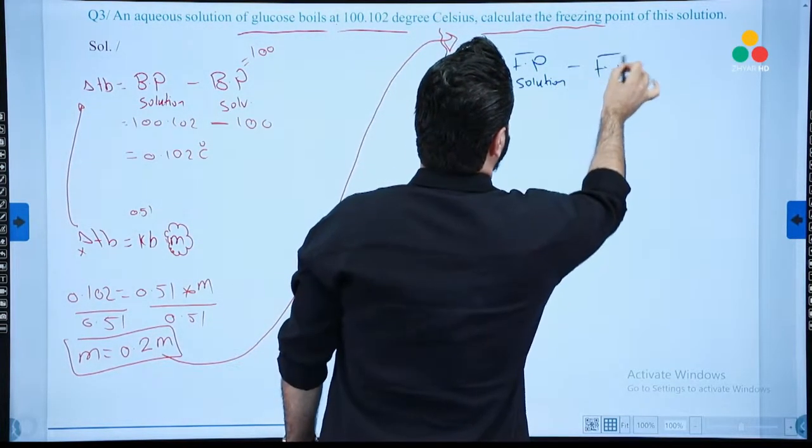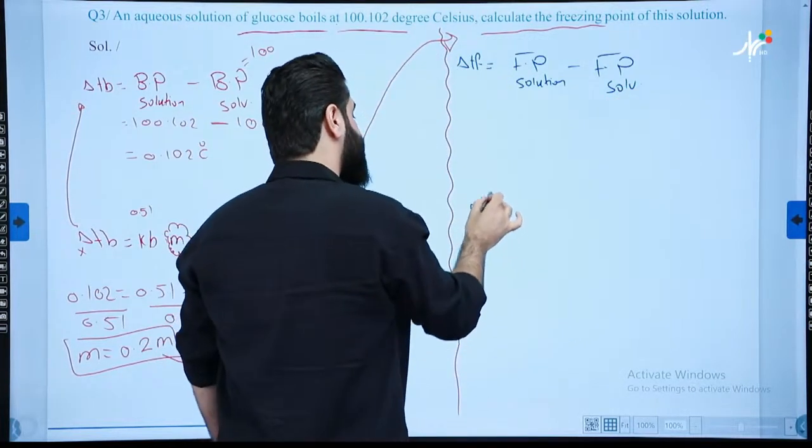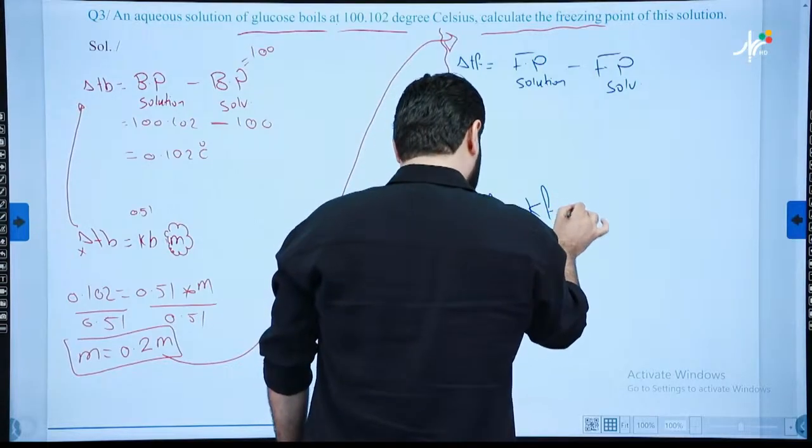Father of all the other colors. Okay, delta TF equals freezing point of solution minus freezing point of the solvent. Good, and the other one is delta TF equals Kf times molality.